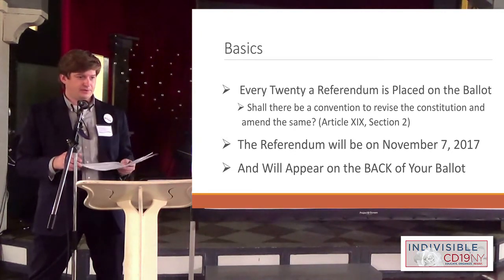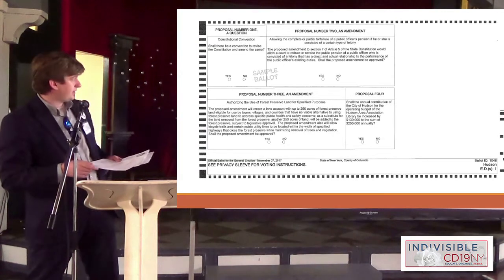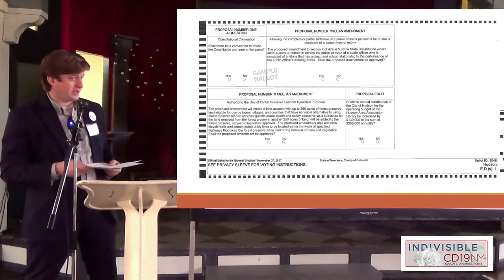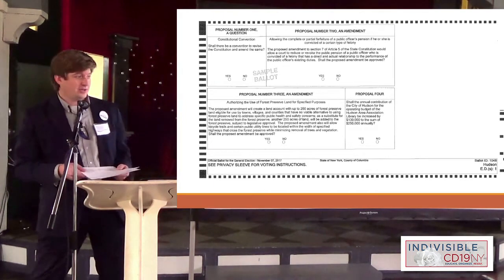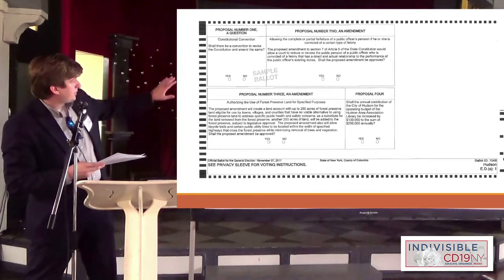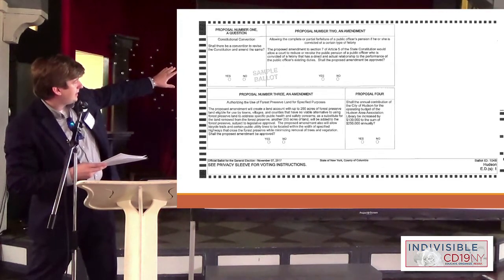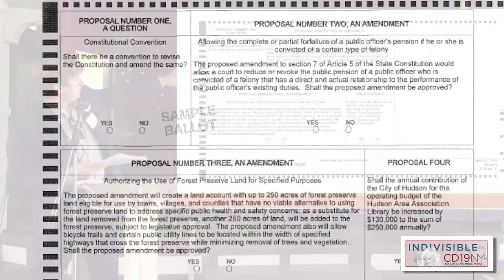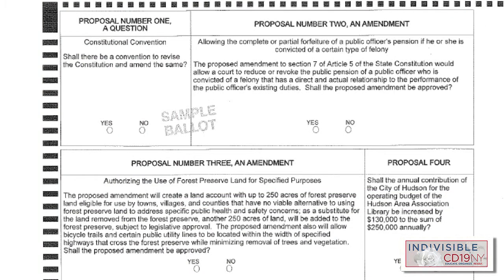So you can flip to the next slide. This is a sample ballot from the Columbia County Board of Elections. So the Constitutional Convention is proposal 1, a question. As I said, shall there be a convention to revise the Constitution and amend the same? Simple yes or no answer. And then there's proposal 2 and proposal 3, which are other amendments to the Constitution. I'll talk about those briefly at the end.